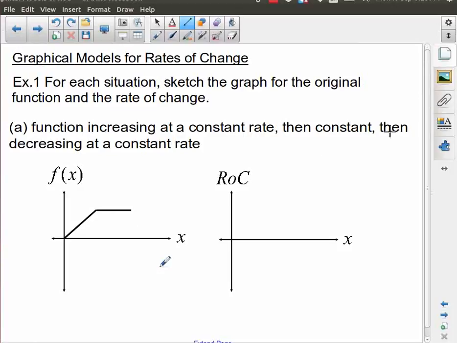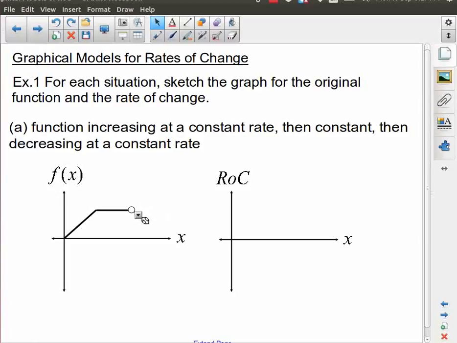Then the function is decreasing at a constant rate. Now, decreasing at a constant rate might mean that it's decreasing in a very shallow way. It might mean that it decreases in about the same way that it did before. It might mean that it decreases very steeply but still ends up back at x equals 0, and basically anything below the horizontal is valid.